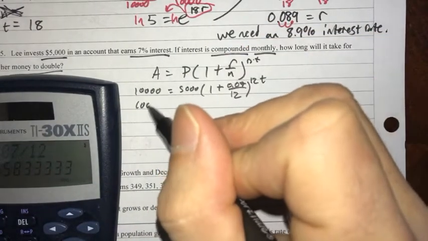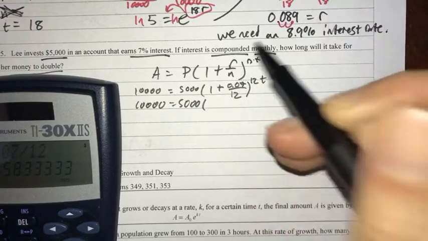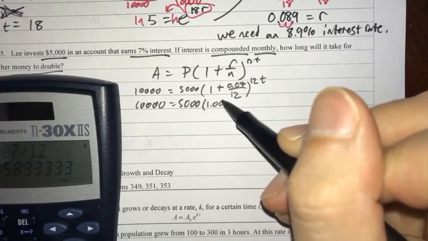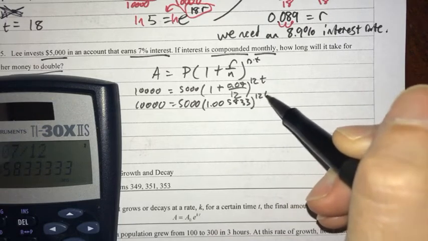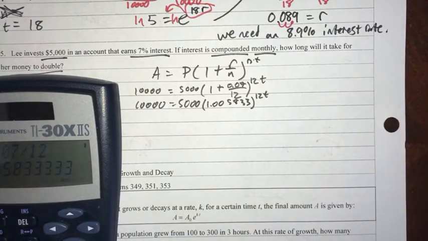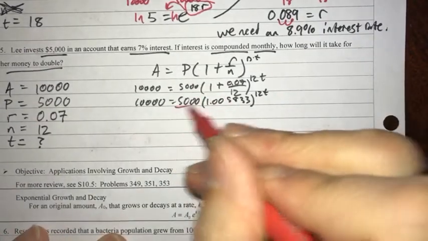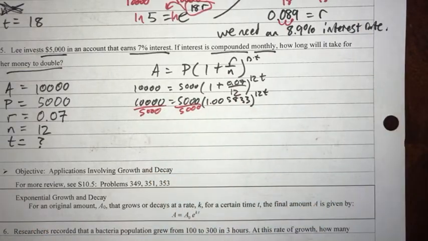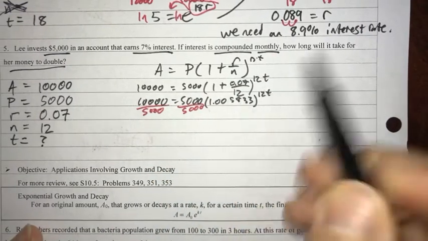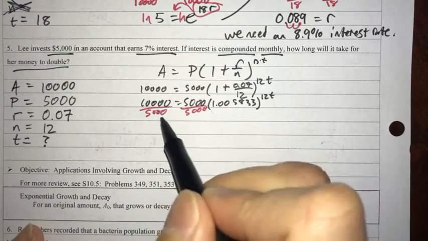Let's see. I'm going to take it pretty far. 1.0058, I'm just going to do 2 3s, 3 3s. Now what we need to do here is divide by 5,000, because I want to get this thing to a power alone. When I divide 10,000 by 5,000, I get 2.